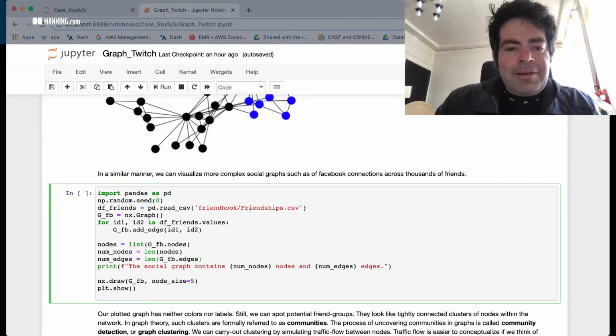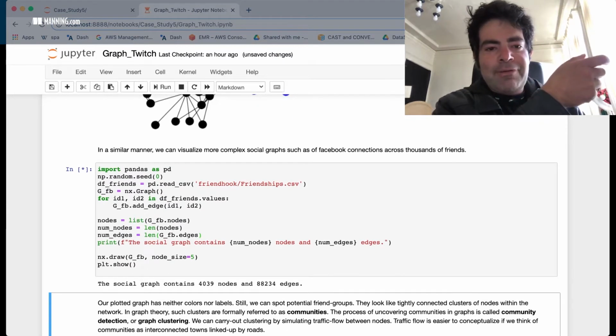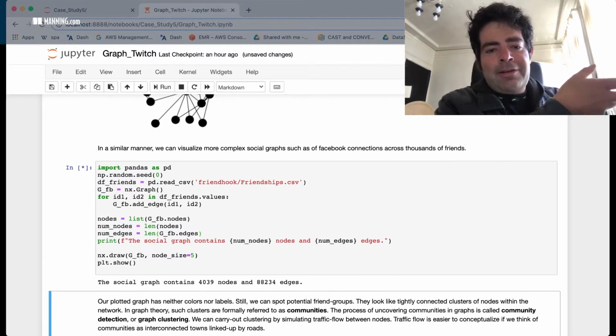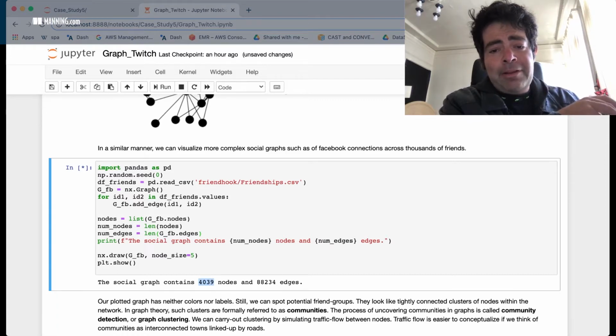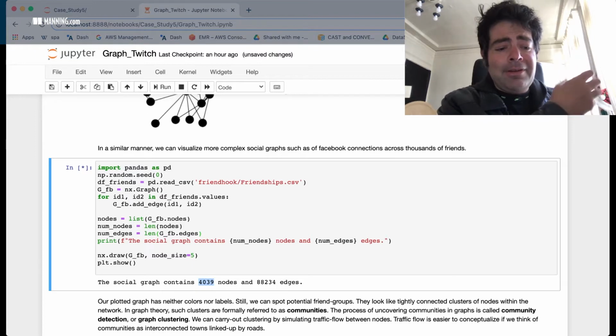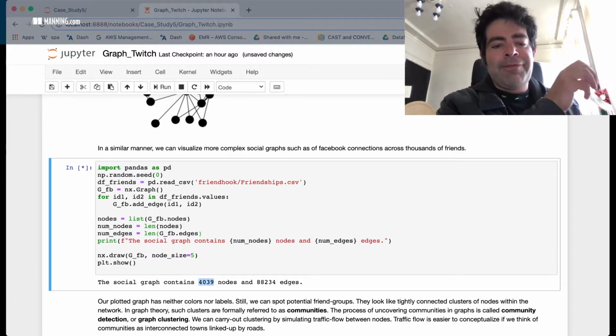And it will take some time to visualize. We're waiting for it to visualize right now. It'll take about 30 seconds to a minute. So this is a very large social graph. It has 4,000 nodes, so 4,000 people, and nearly 90,000 edges, so nearly 90,000 digital friendships on Facebook.